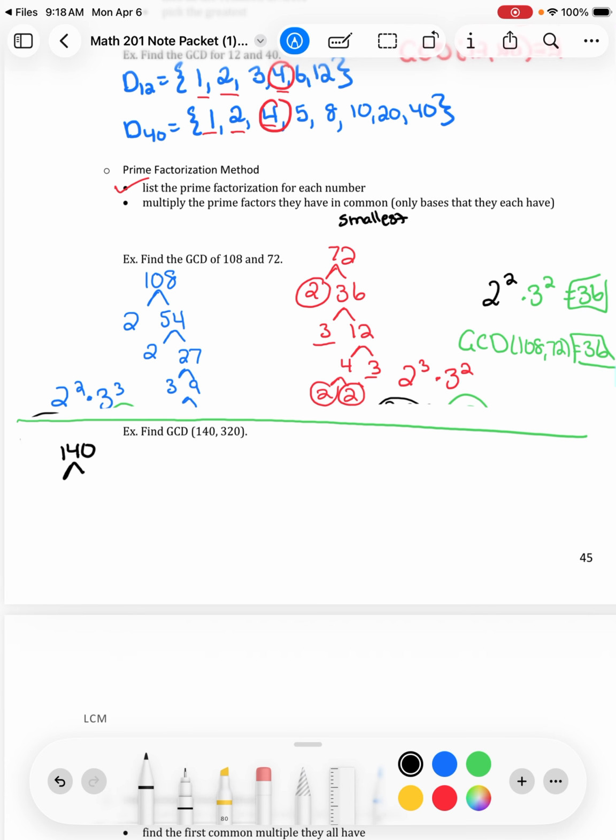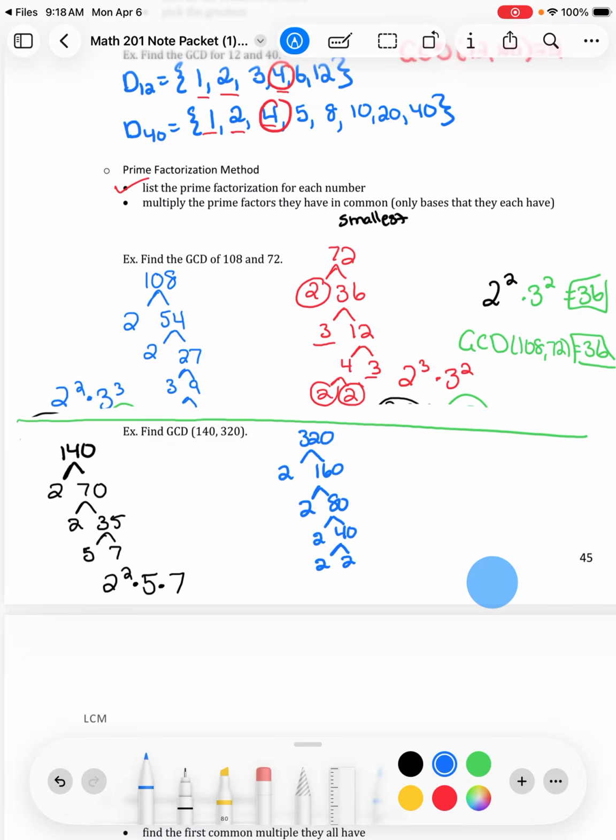Again, it doesn't matter if your factor tree looks different from mine. We're going to get the same prime factorization in the end. That's what's nice about factor trees. The prime factorization for 140 is 2 squared times 5 times 7. Do the same thing for 320. Making my prime factorization, I'm going to get 1, 2, 3, 4, 5, 6: 2 to the 6 times 5.